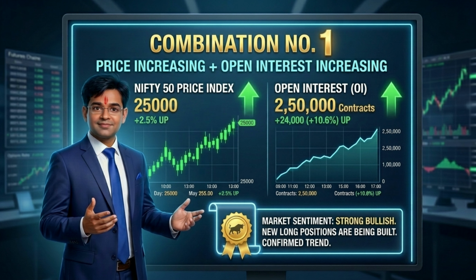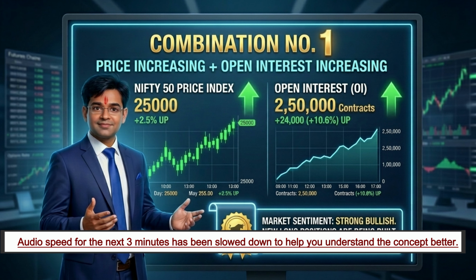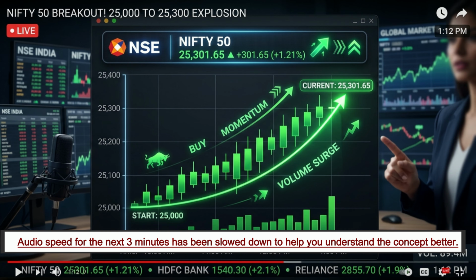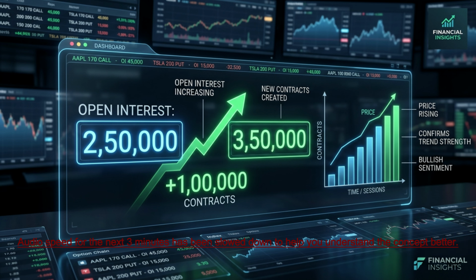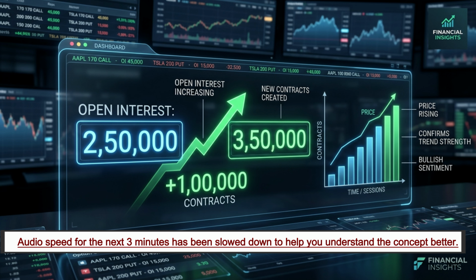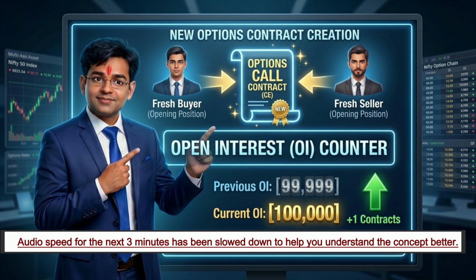Now let's try to explain combination number 1, where the price and the open interest are both moving in an upward direction. For example, Nifty is currently sitting at the 25,000 level. Now slowly and steadily, Nifty starts moving upward and reaches the 25,300 level. Along with the price movement, we also observe that open interest, which was 2,50,000 yesterday, has now increased to 3,50,000. This means there has been an increase of 1 lakh in open interest in one particular day.